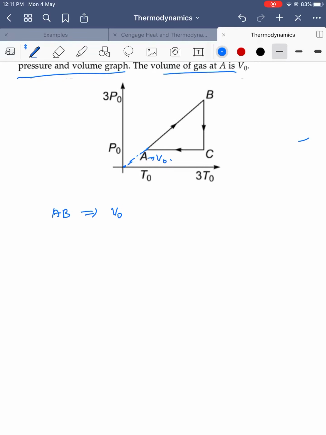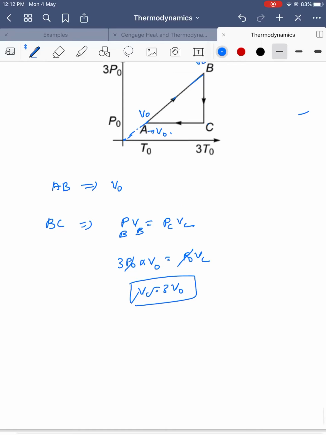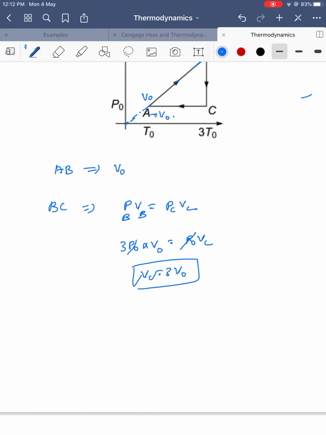And next, the BC process. BC is an isothermal process. So PV is equal to nRT, PV is equal to constant, PB VB is equal to PC VC. So PB is equal to 3 P naught, and VB is nothing but V naught, the same volume as here, because it is an isochoric process. V naught is equal to PC, which is nothing but P naught, times VC. P naught gets cancelled, VC is equal to 3 V naught. So what happened to the volume? It increased. In this isothermal process, the volume is increased.